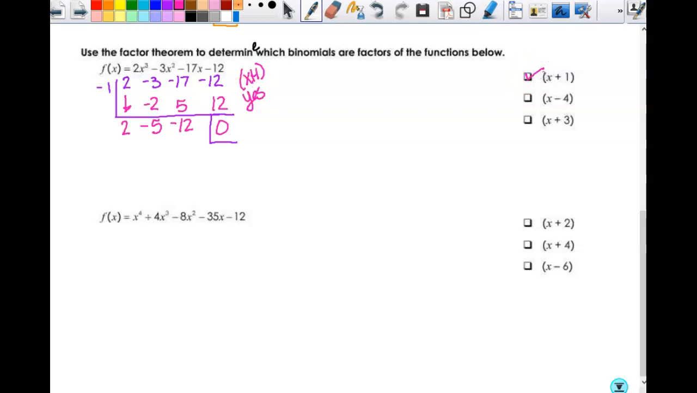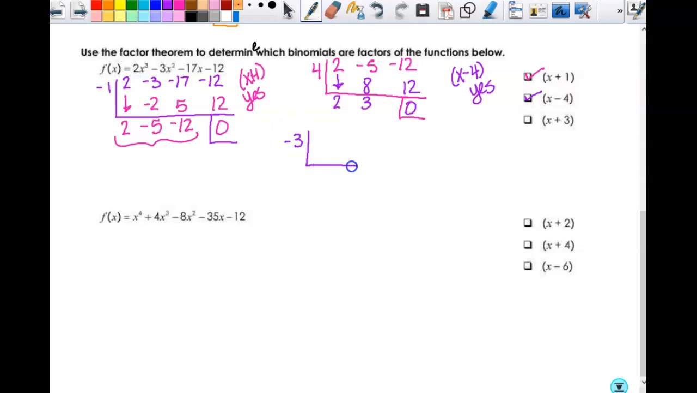And since it is a yes, I have reduced it down some, which means when I move on to my next one, I get to use the reduced version, which is a little smaller. So on the outside is going to go a 4. And then I have 2, negative 5, and negative 12. Bring down the 2, this gives me 8, this gives me 3, this gives me 12, this gives me 0. Well, that's great news. That means this one works too. So x minus 4 is a yes. So now I get to use the reduced version yet again. I'm going to put this negative 3 out here, and I get 2 and 3, right? So I bring down my 2. 2 times a negative 3 is a negative 6. That's negative 3. So this is going to be a no. X plus 3 is a no.